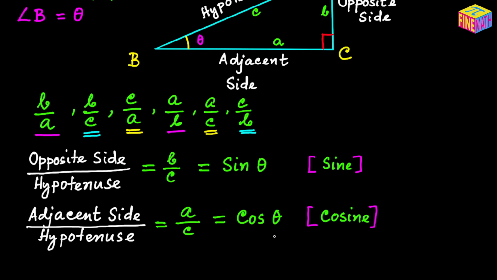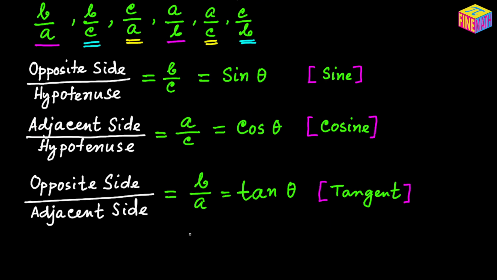Now let's talk about the next ratio. So the third ratio is the ratio between the opposite side and the adjacent side, and that is B divided by A. That ratio is called tan theta. It's the tangent of theta angle. So in short, it is called tan theta. We write it as TAN, tan theta, and the actual full name is tangent. It's the tangent of the angle theta.